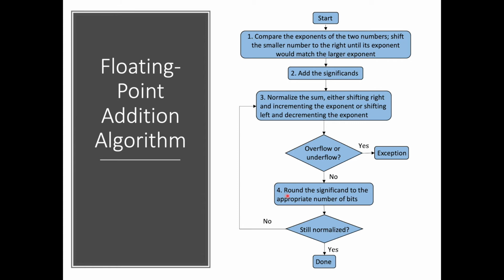One special step is step 4. In step 4, we need to round the significand to the appropriate number of bits. So how can we round these binary numbers? Well, for a decimal number, if we try to round a digit, and the digit is bigger than 5, then we add 1. If it is smaller than 5, then we just ignore it.